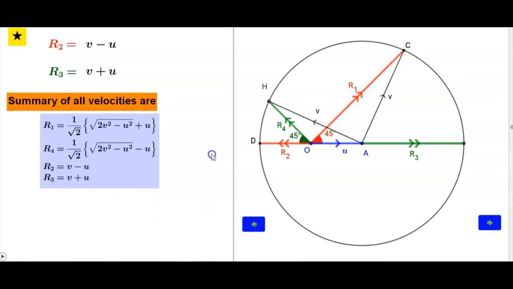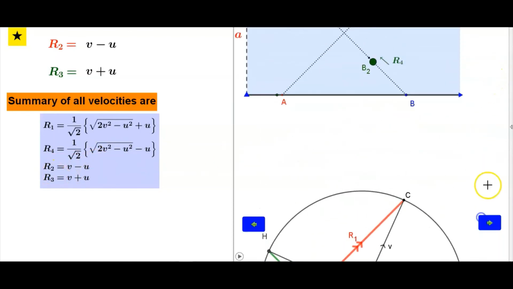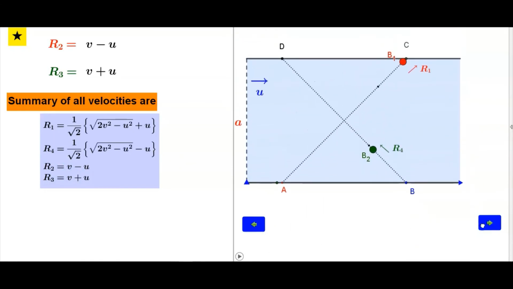Okay, now we have found all four resultant velocities relative to Earth. R1 is equal to 1 over 2 into the bracket square root of 2V squared minus U squared plus U. R4 is equal to 1 over root 2 within the bracket square root of 2V squared minus U squared minus U. R2 is equal to V minus U. R3 is equal to V plus U. And I can also show it to you in the moving diagram, which are R1, R2, R3, R4. You can find it out.